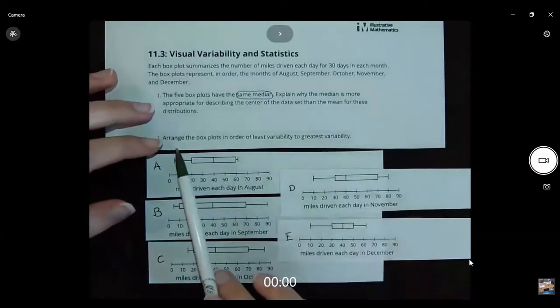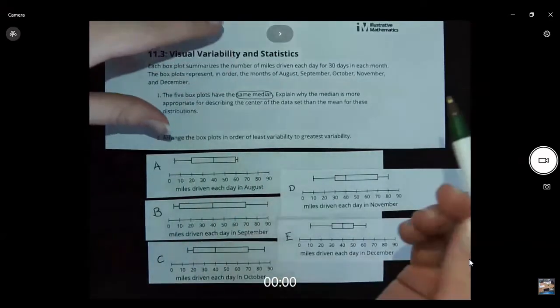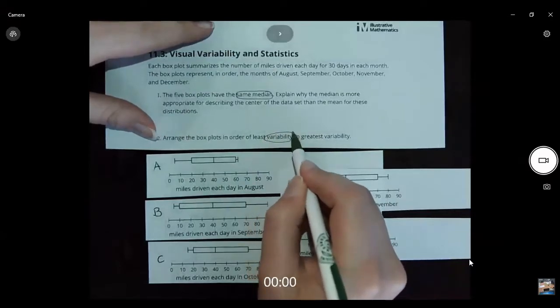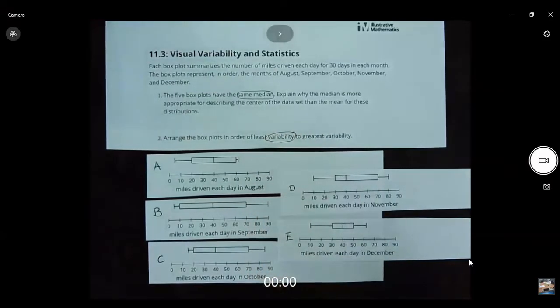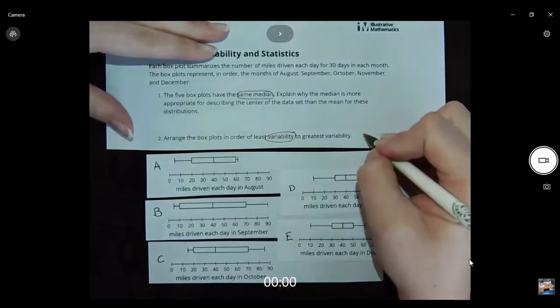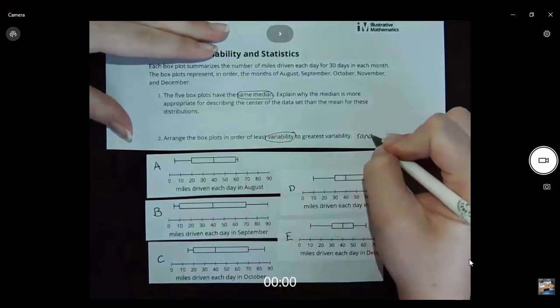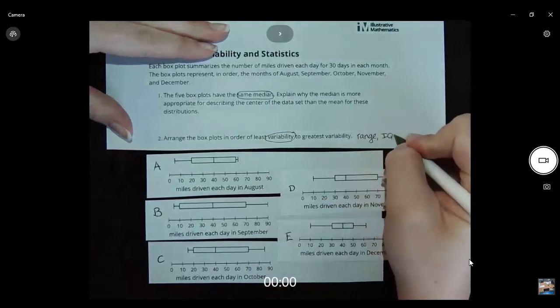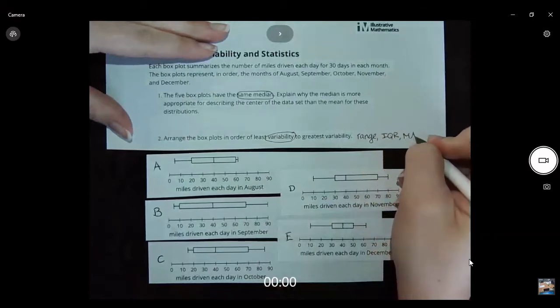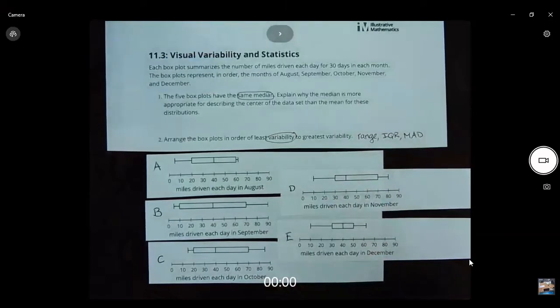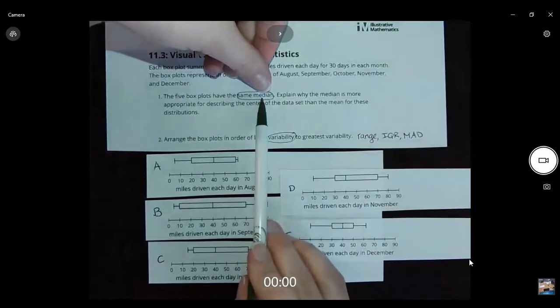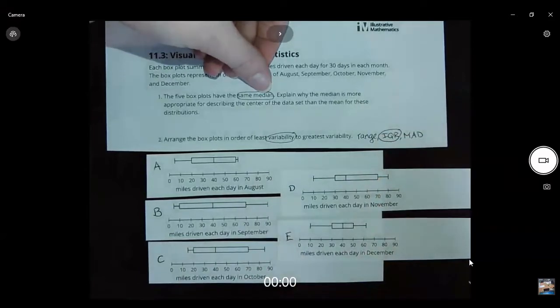The next part says, arrange the box plots in order of least variability to greatest variability. So first we're going to talk about what is variability. Variability is how spread out your data is. So we have a few options for that. We have range, we have interquartile range, and we have a new one, which is mean absolute deviation, that we could look at. Now, since we are talking about the median as the measure of center, we're going to talk about the interquartile range as the measure of spread for this variability.